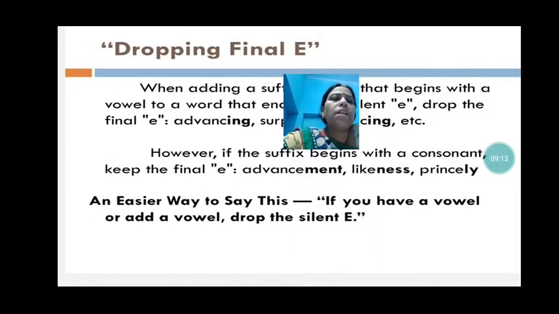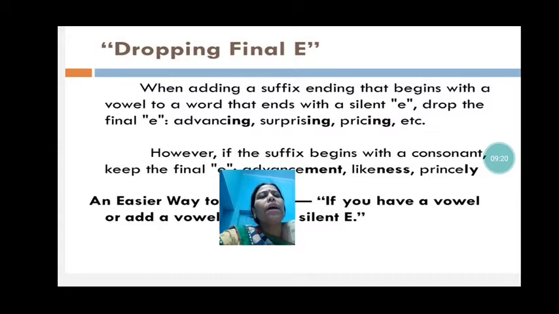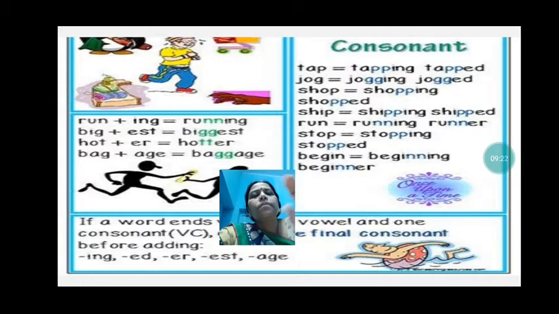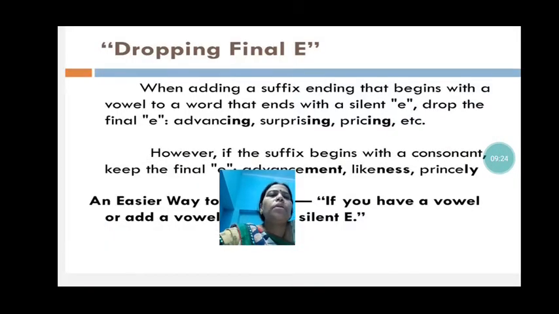An easier way to say this: if you add a vowel suffix, drop the silent E. So what it is saying is, if the suffix has a vowel, then remove the silent E from the back, like in surprise, advance, price. The E is silent, so remove it and add ing, or the suffix which has a vowel in it.